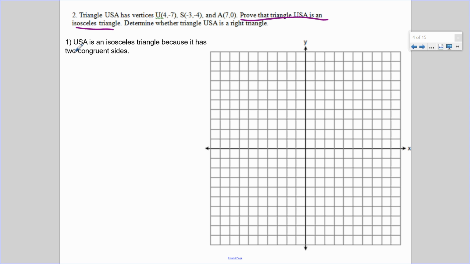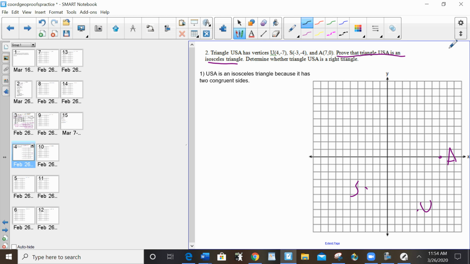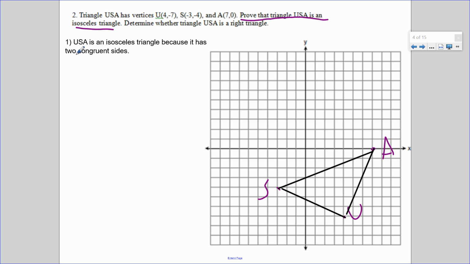So we've got U at -7. We've got S at -3, -4. We've got A at 7, 0. Let's get this as neat as we can. And let's show they have 2 congruent distances. So step 2 is always going to be your distances. Ideally, you can see which 2 are going to be congruent. Looking at this, it looks like that one and that one.